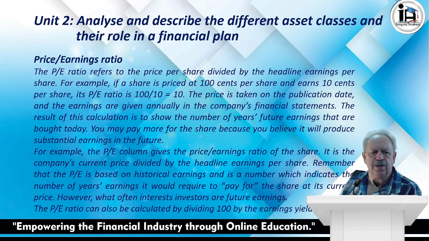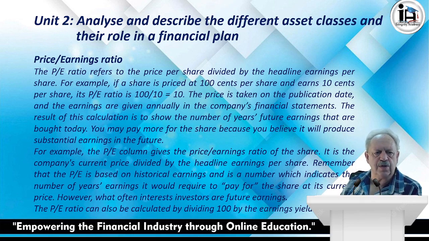The other method is the price earnings ratio. The PE ratio refers to the price per share divided by the headline earnings per share. For example, if a share is priced at 100 cents per share and it earns 10 cents per share, the PE is 100 divided by 10, which is equal to 10. The price is taken on the publication date and the earnings are given annually in the company's financial statements.